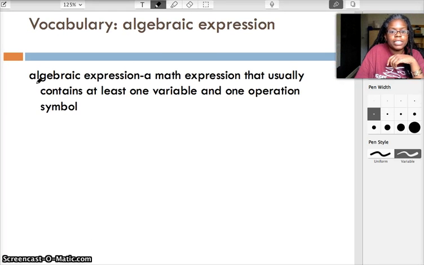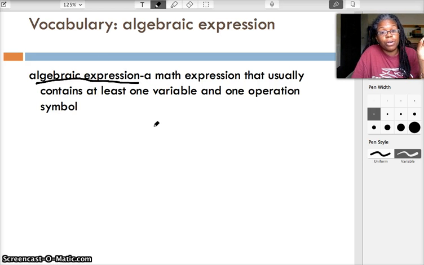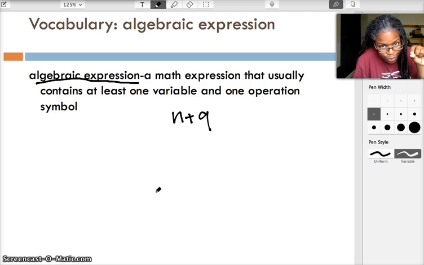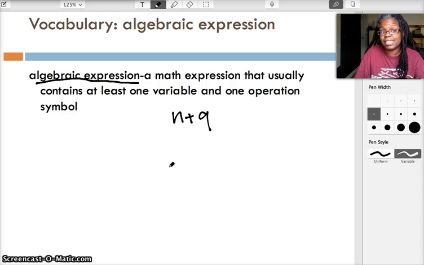So an algebraic expression is kind of like a numerical expression that we talked about last time, but it specifically has to have at least one variable in it. So a math expression that usually contains at least one variable and one operation symbol. So I could have n, remember we're using letters to represent numbers, n plus 9, that is an algebraic expression. Notice I don't have an equal sign. Algebraic expressions do not have equal signs, okay? If it's an expression, it just represents something, and I don't have an equal sign because I'm not necessarily trying to solve anything, I'm just trying to represent something, all right?